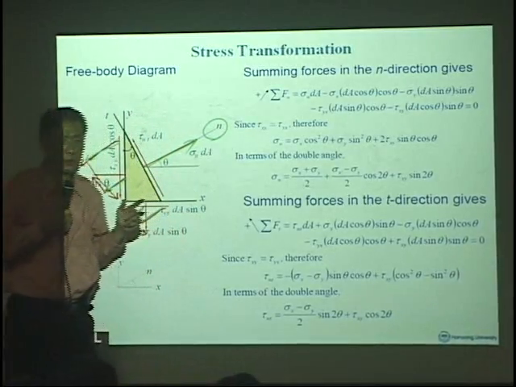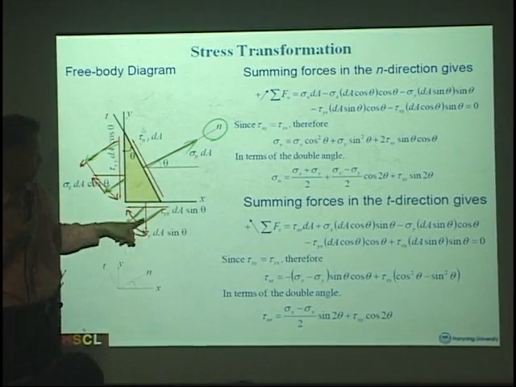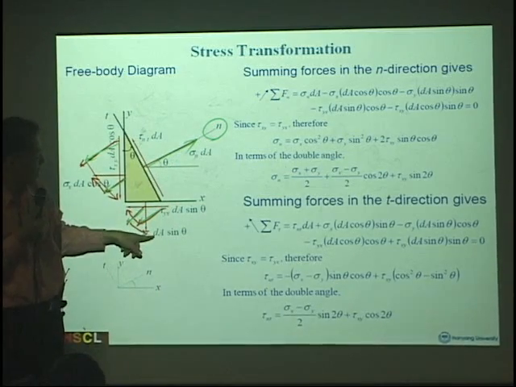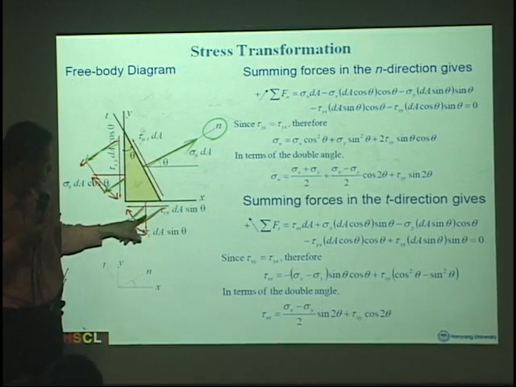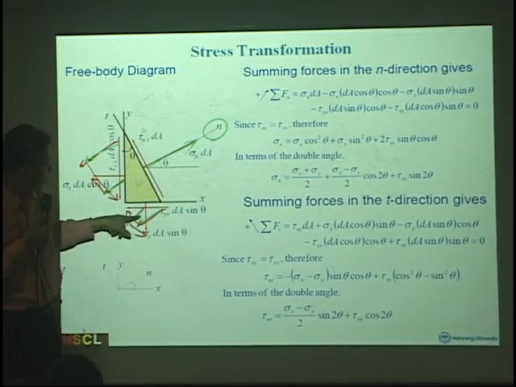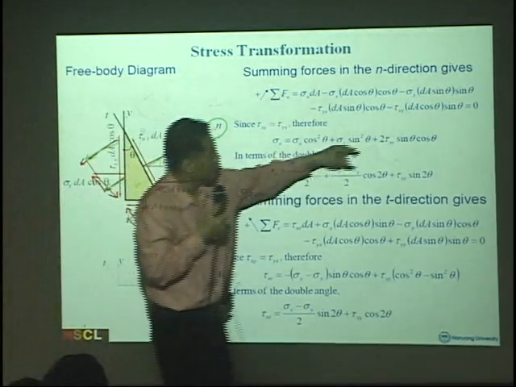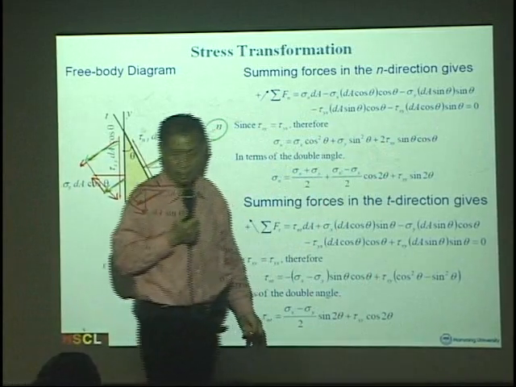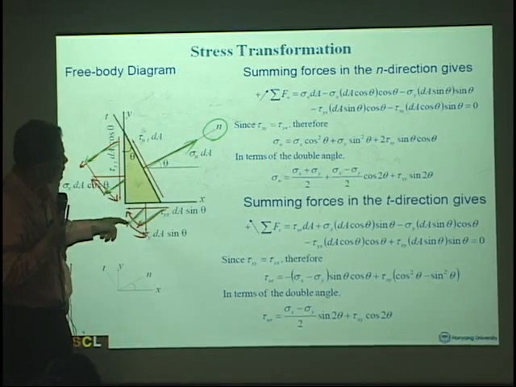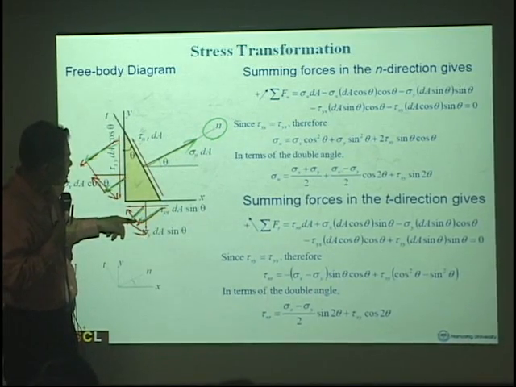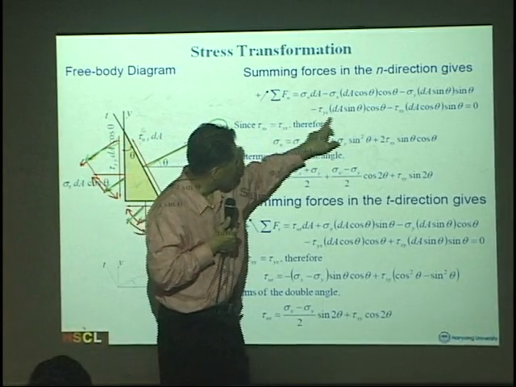Sigma y, well, same for sigma y. Sigma y was here. Sigma y times dA sine theta as the force. And this one, we have to multiply by sine theta, right? We just decompose this one into this way. And the same procedure for this tau and this tau.